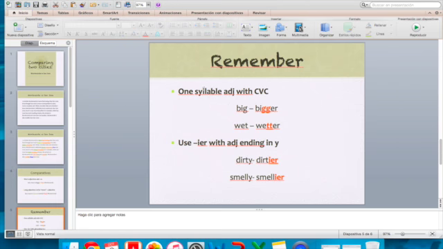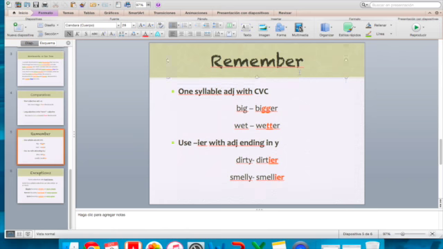Okay, so this is the spelling. It's important for you to understand the spelling. Again, one syllable adjective with consonant, vowel, consonant. Then you double the last consonant before adding er. You have probably studied this in other courses. That is why I'm just explaining this as a review.